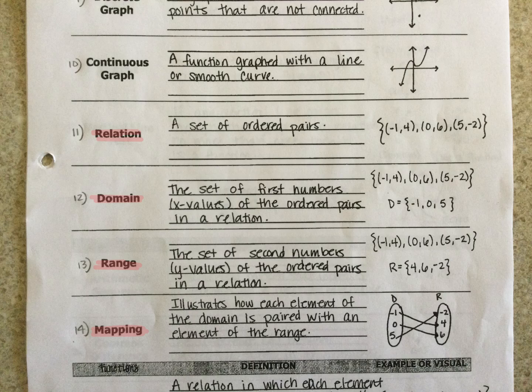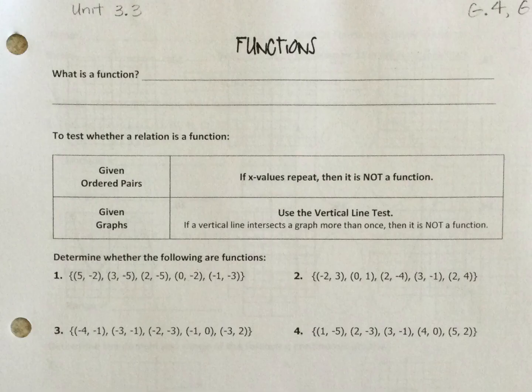All right, this is your vocabulary page that we started at the beginning of the week. So I need you to do the words in red. Pause this, write the definitions and the examples: relation, domain, range, and mapping. When you're done, I need you to get out your 3.3 packet.